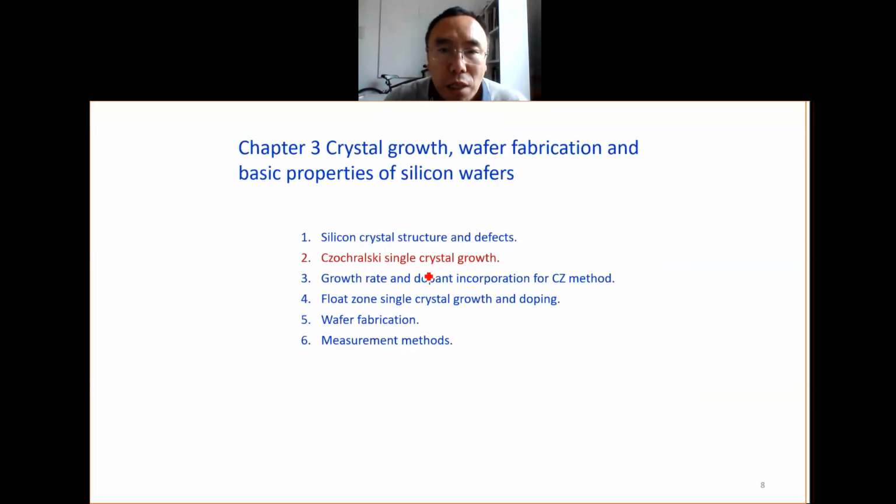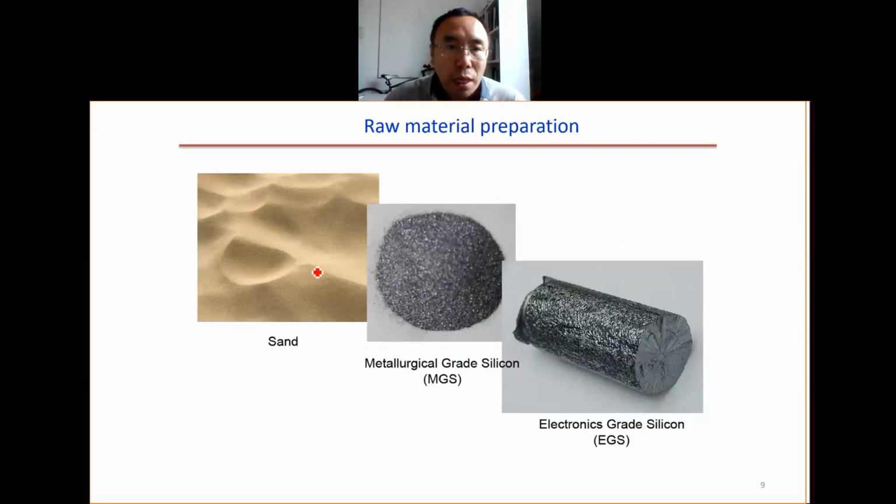Now let's look at how to grow single crystal silicon. The silicon material comes from sand. The main component of sand is silicon dioxide, and from the sand we make metallurgical grade silicon, which is 98% pure. From this we purify it to make electronics grade silicon, which has much higher purity.